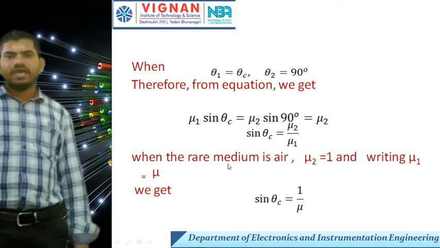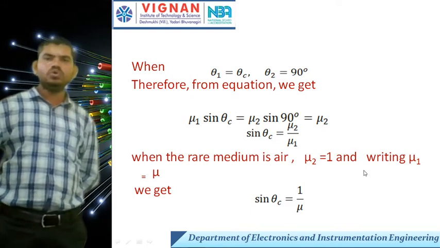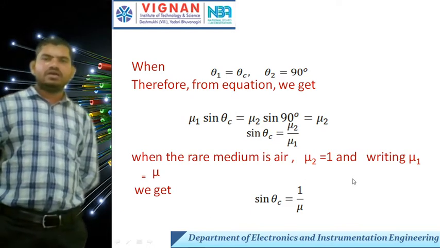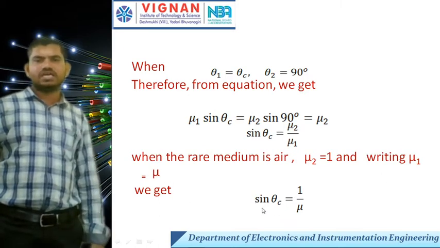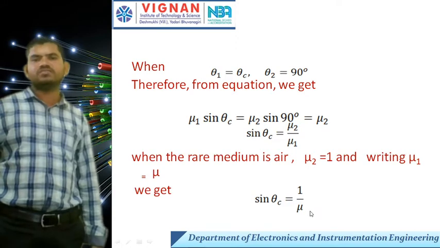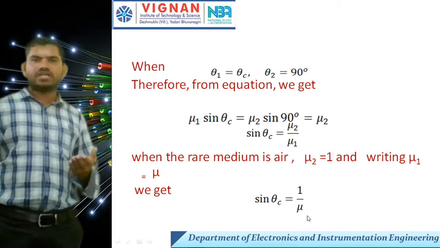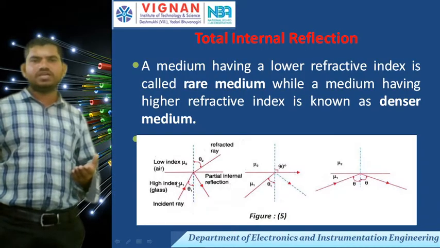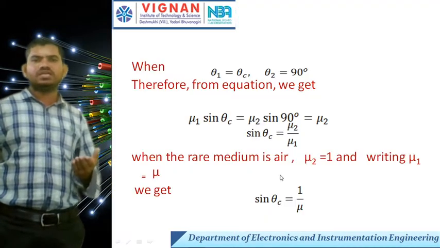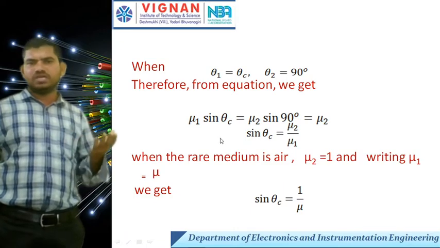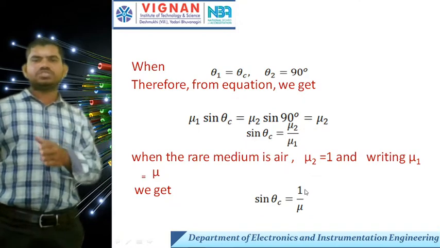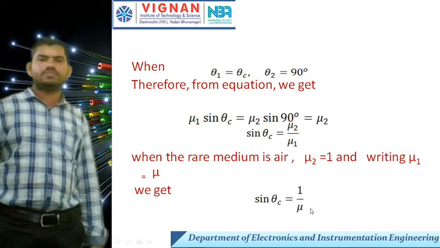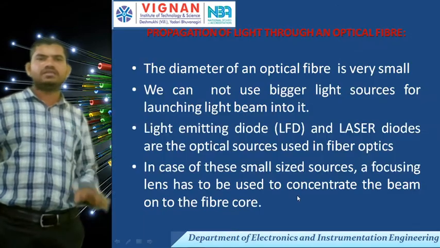When the rarer medium is air, mu 2 is equal to 1, and writing mu 1 as mu, we get sin theta c, or theta c, is equal to sin inverse of 1 by mu, or 1 by n. Whatever we have to place here, n1 and n2 or mu 1 and mu 2, we can write in the equation. That's why the expression here is 1 by mu only. This is the critical angle.